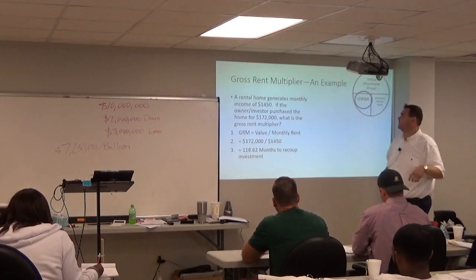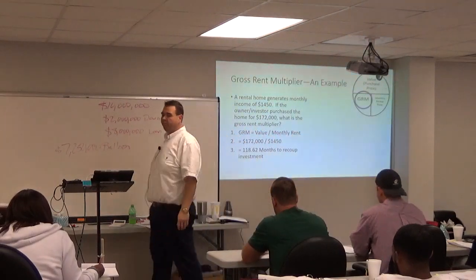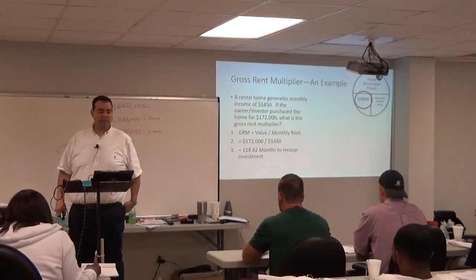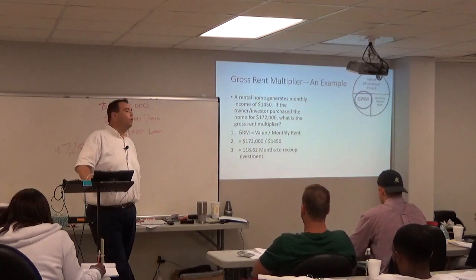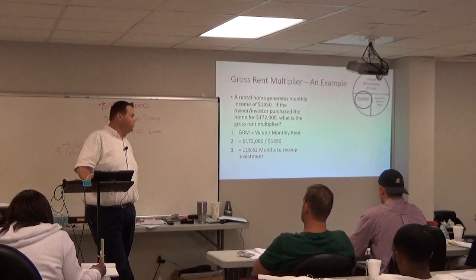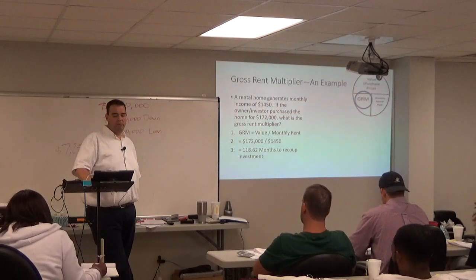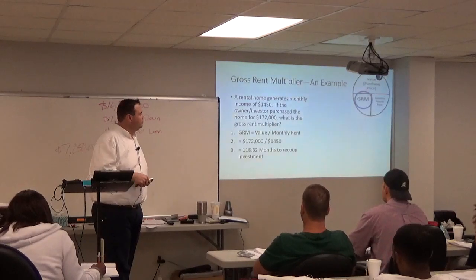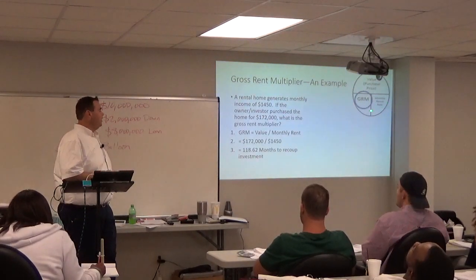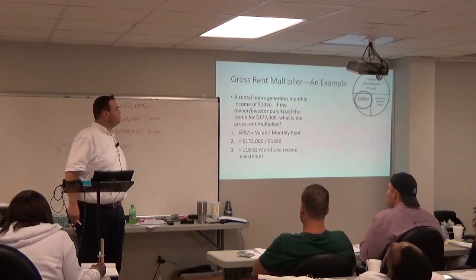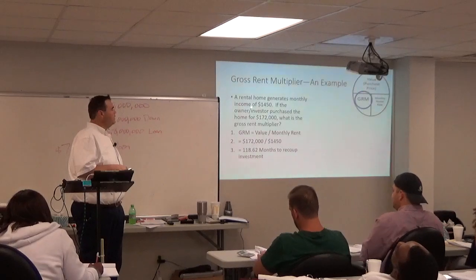So here's just a quick example of that. It says a rental home generates monthly income of $1,450. If the investor purchased the home for $172,000, what is the gross rent multiplier? It says gross rent multiplier is just the value divided by the monthly rent. There's our formula up there. So the gross rent multiplier is equal to the value divided by the monthly rent. How much did you buy the house for? $172,000, that's your value. And the monthly income is what?